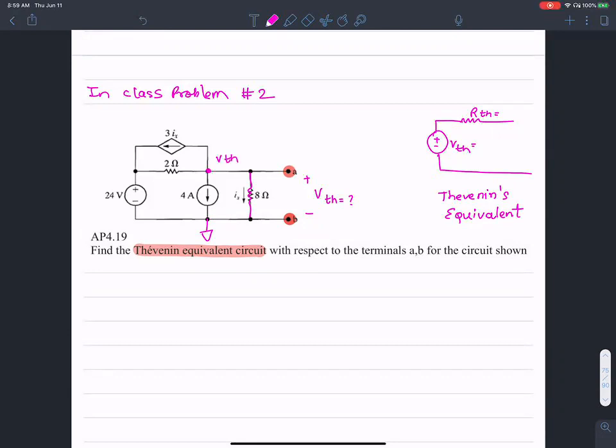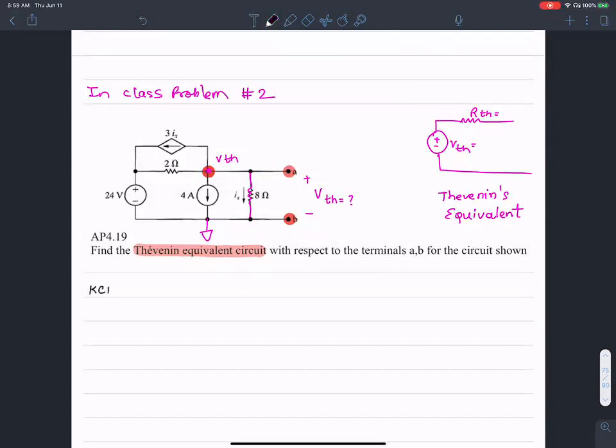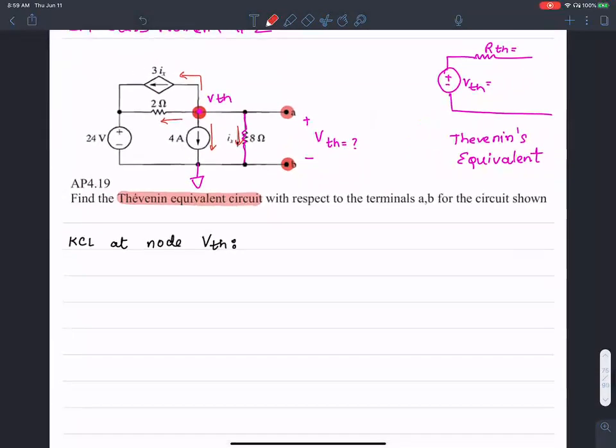Now what I can do is write KCL at node V Thevenin. When I look at the KCL at that node, there are 3 branches of currents flowing in there. There is 1, there is 2, there is 3, and so there's actually 4 branches of currents flowing in there. I can sum them all up. This is what I'm going to write.